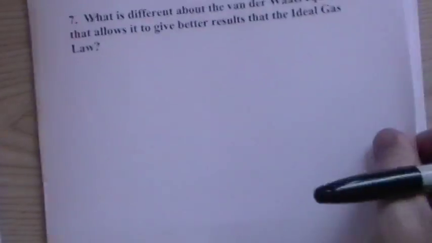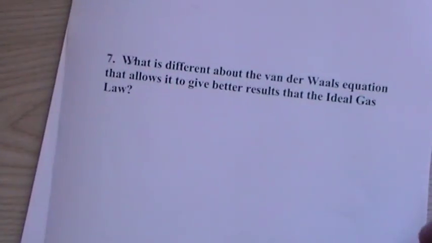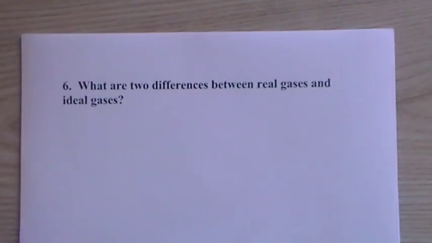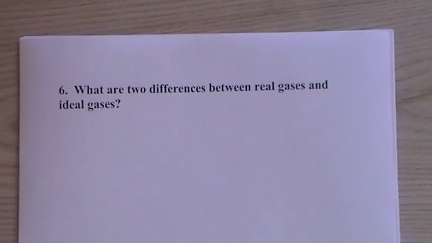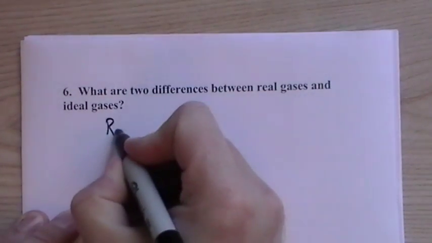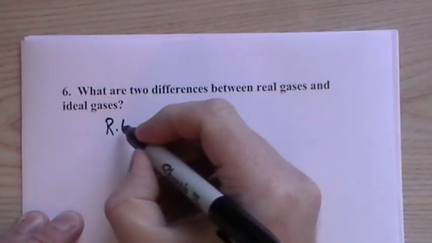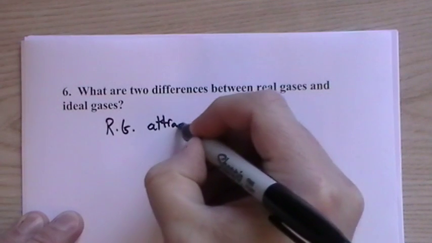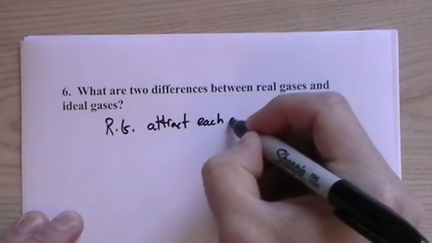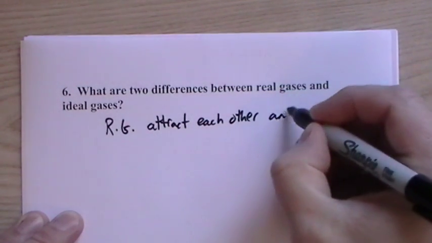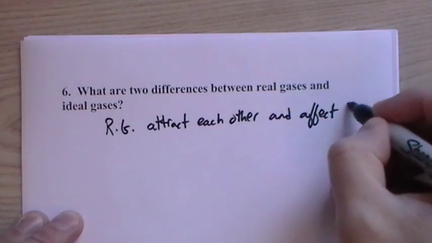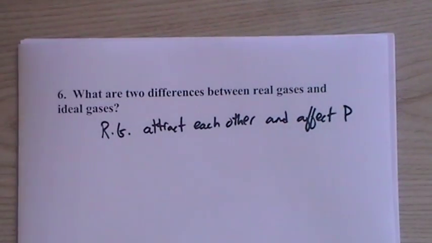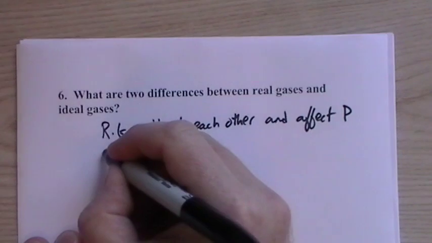Okay, then we have 2 questions about real gases. What are 2 differences between real gases and ideal gases? I'll just put RG for real gas. Real gases attract each other and affect pressure that way. So the pressure is lower than it should be, because as they come in contact with each other, they actually always attract each other.